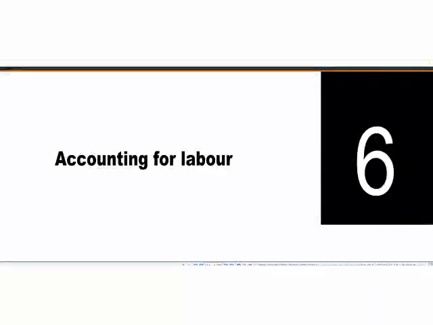Welcome to Chapter 6, Accounting for Labour. So in this chapter we're going to be looking at the next important element of cost for a manufacturing business, which is the labour cost.